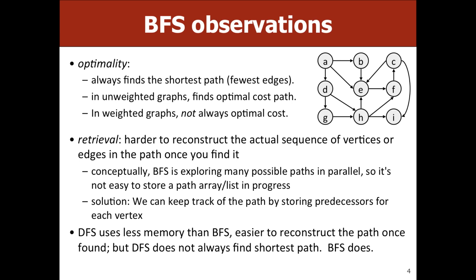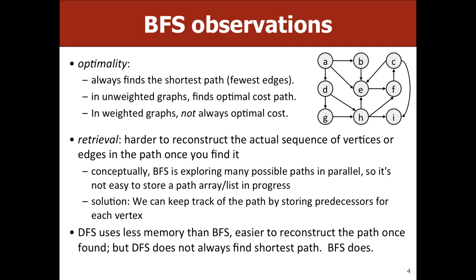Some good observations about breadth first search are it's always going to find the shortest path in terms of number of edges, which if the graph is unweighted, it will be the optimal cost. Though, as we'll see with Dijkstra's, for weighted graphs, this might not be the least cost path. One difficulty is that it's harder to reconstruct the actual sequence of edges that you traversed in your path. With DFS, it was really easy because we just kept track of a vector of vertices. But in BFS, you'll have to put a little bit more thought into reconstructing that path.